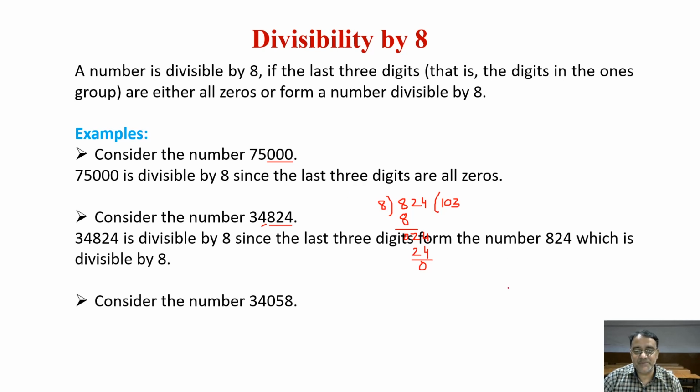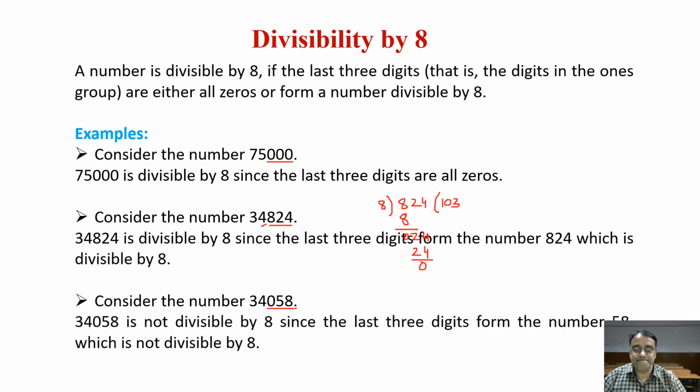We'll see one more example. Last 3 digits are 58. 58 8 के टेबल में नहीं आता है, क्योंकि 8 7s are 56 है, 8 8s are 64 है. So this last 3 digit number is not divisible by 8. So the number is also not divisible by 8.